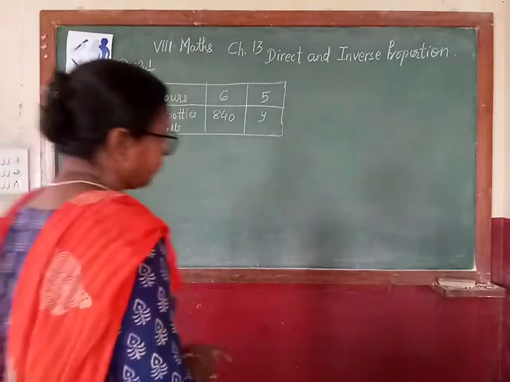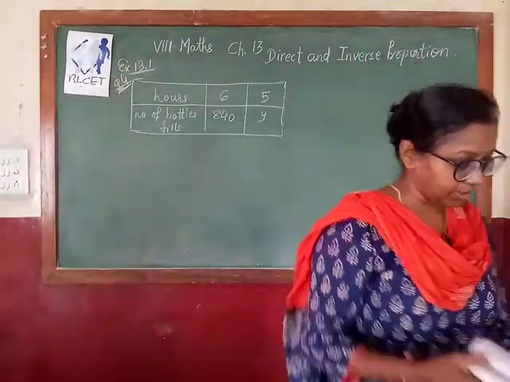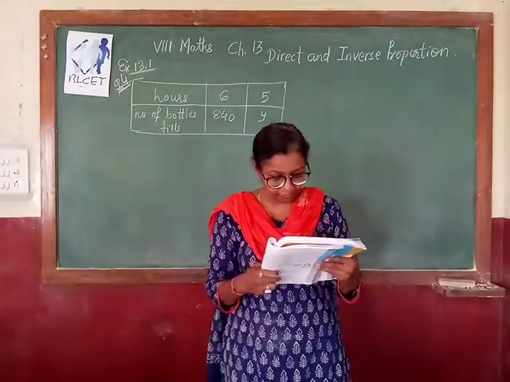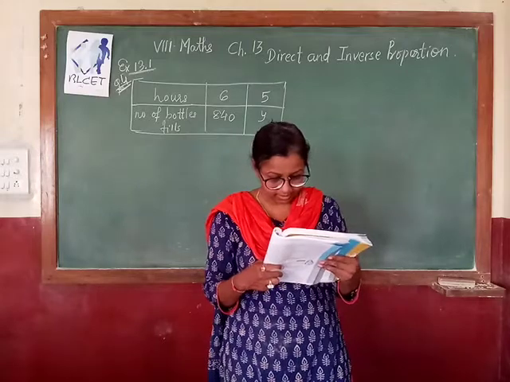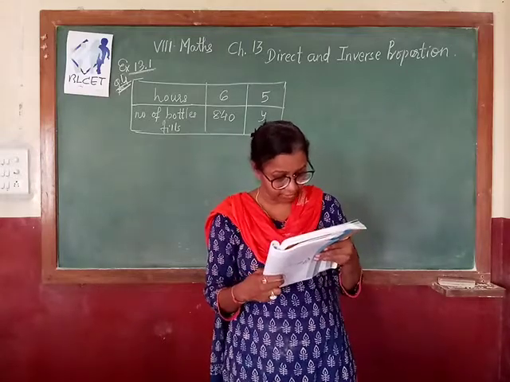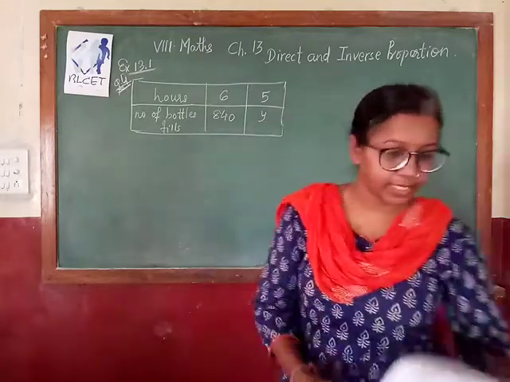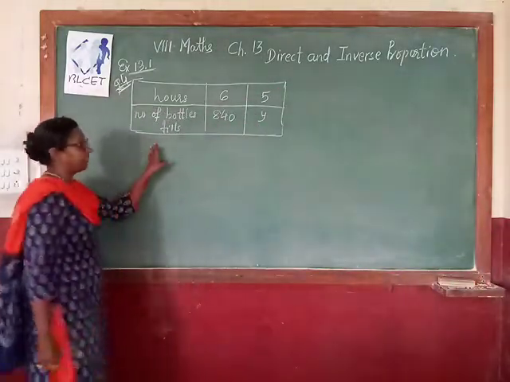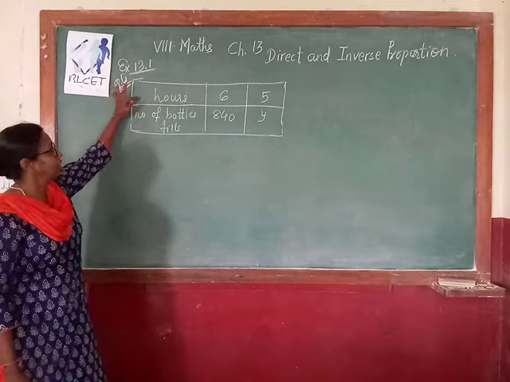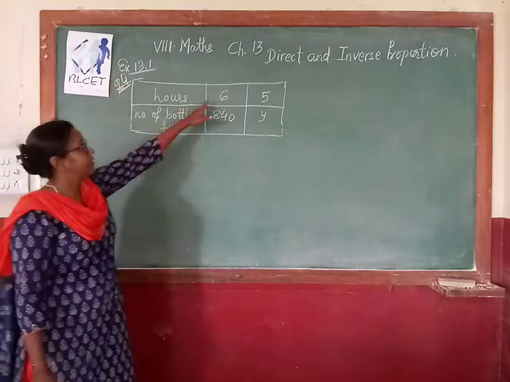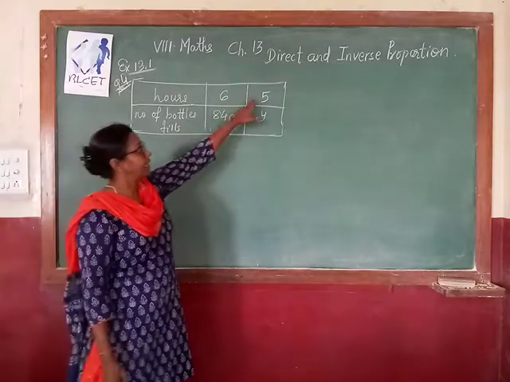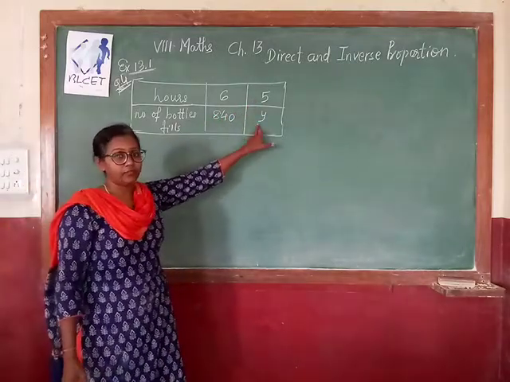See question number 4. The question is, a machine in a soft drink factory fills 840 bottles in 6 hours. How many bottles will it fill in 5 hours? So whatever data are given in the question, we have to write in the form of a table. Hours to fill, number of bottles. So in 6 hours it can fill 840 bottles. So in 5 hours how many bottles can it fill?